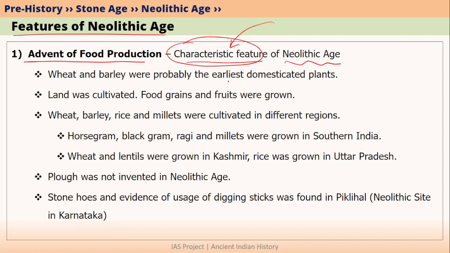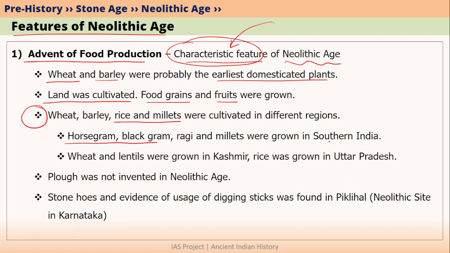The earliest domesticated plants were most probably wheat and barley. After domesticating wheat and barley, Neolithic people also domesticated other crops like rice, millets, and some pulses. So Neolithic people cultivated land, they grew food grains, they grew fruits also. We know that India is a very large country. Because of this, the climate changes at different regions. Depending on the climate, Neolithic Age people grew different crops.